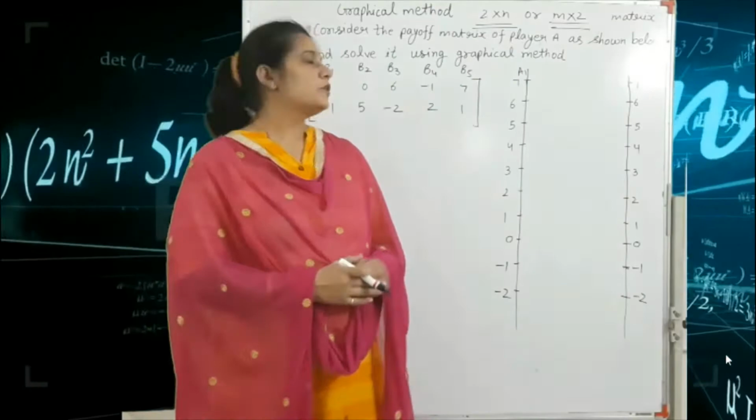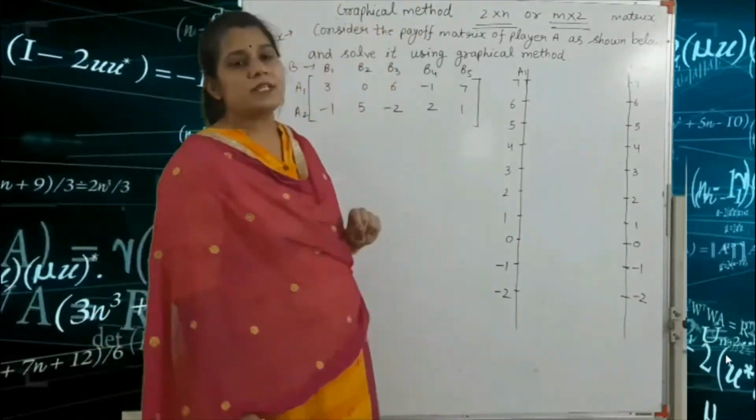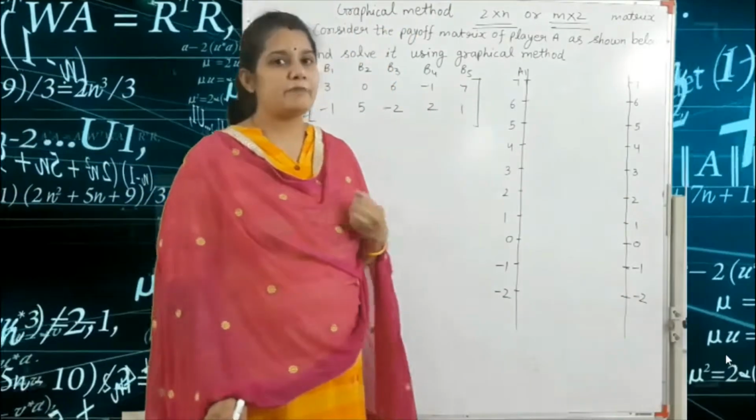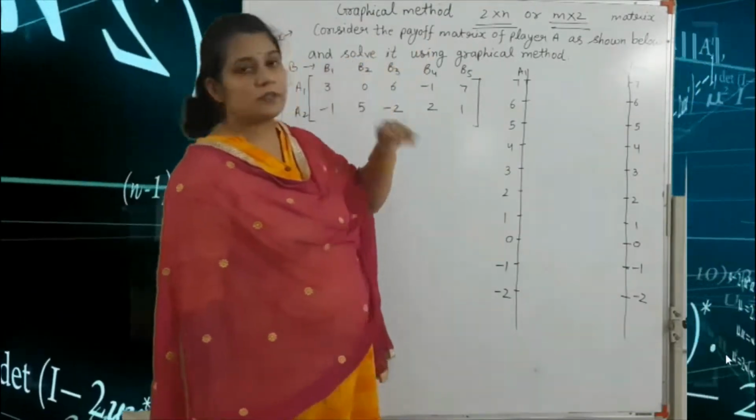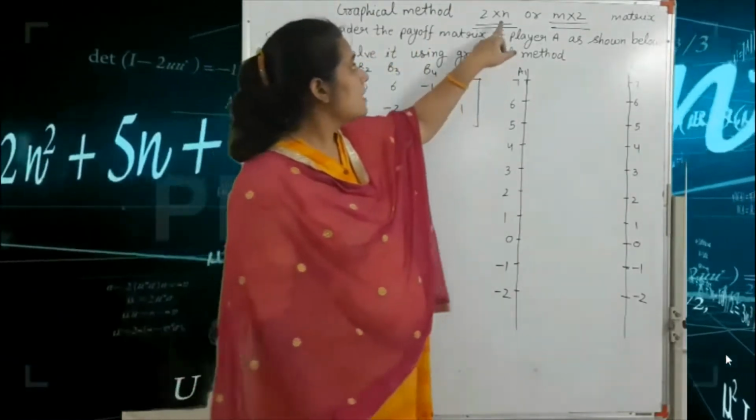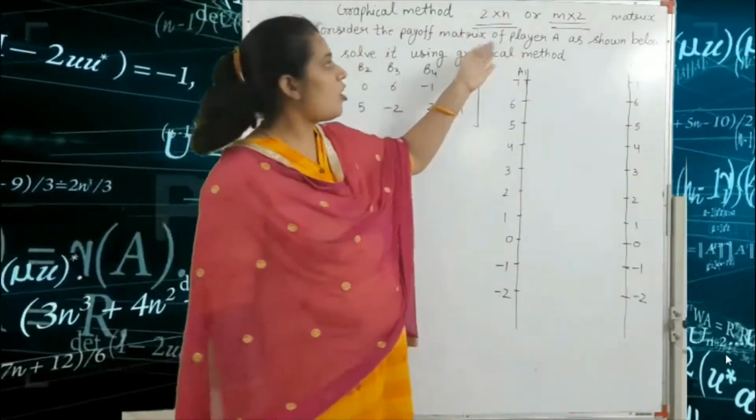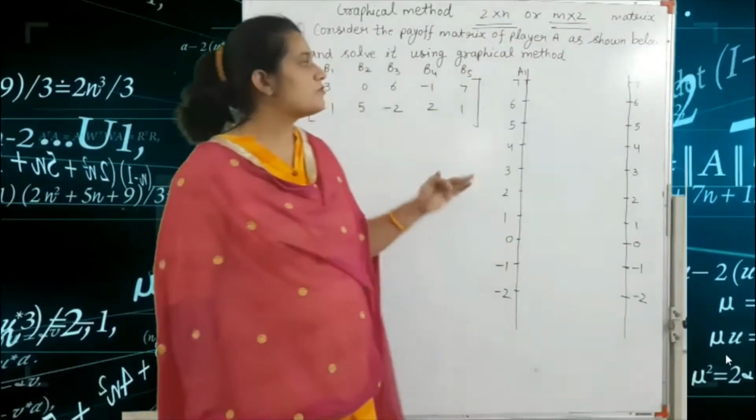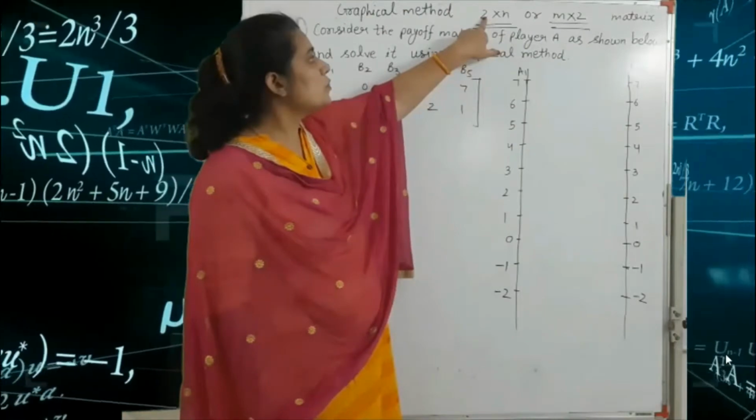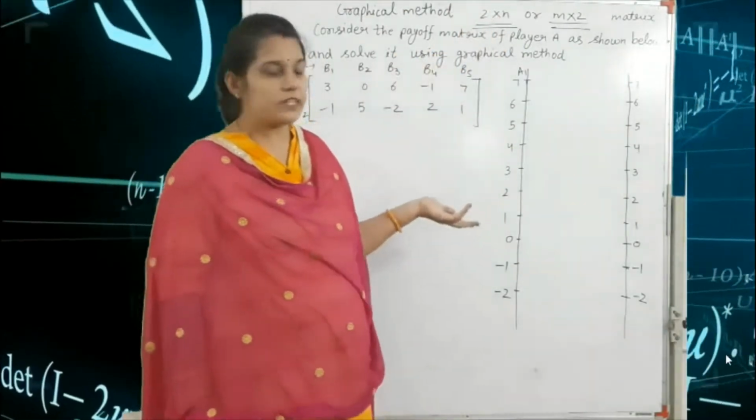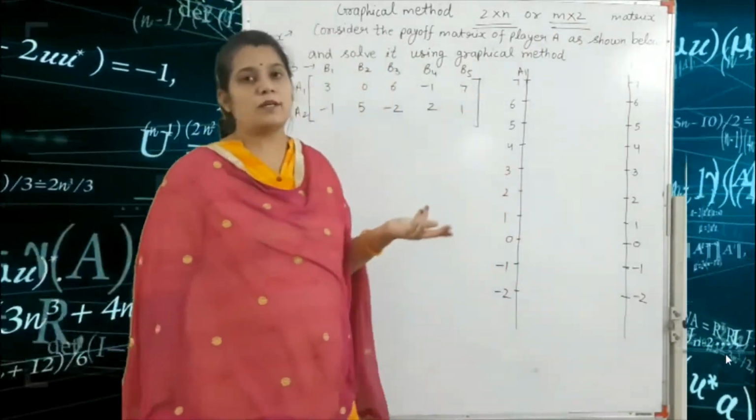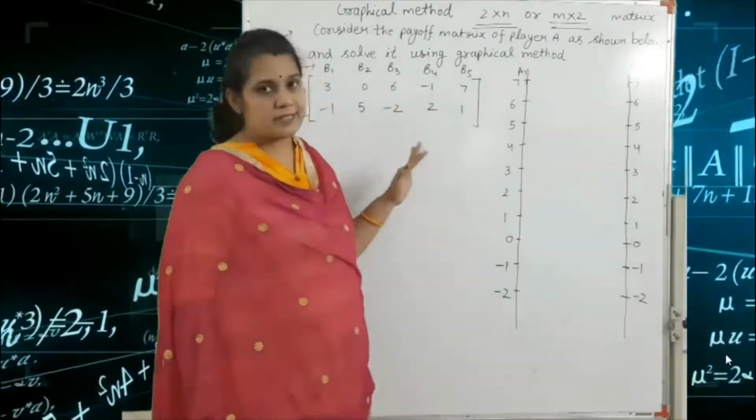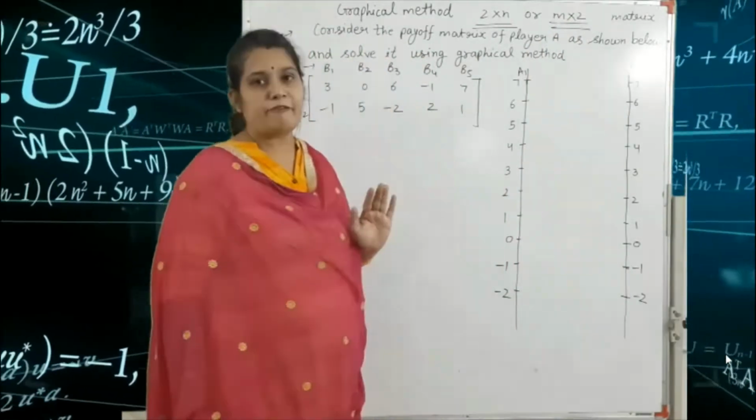Everyone. So today's topic is the graphical method in game theory. In the graphical method, the order of the matrix is 2 by n or n by 2. That means either 2 rows with more than 2 columns, or more than 2 rows with 2 columns. But a 2 by 2 matrix is not applicable in the graphical method.